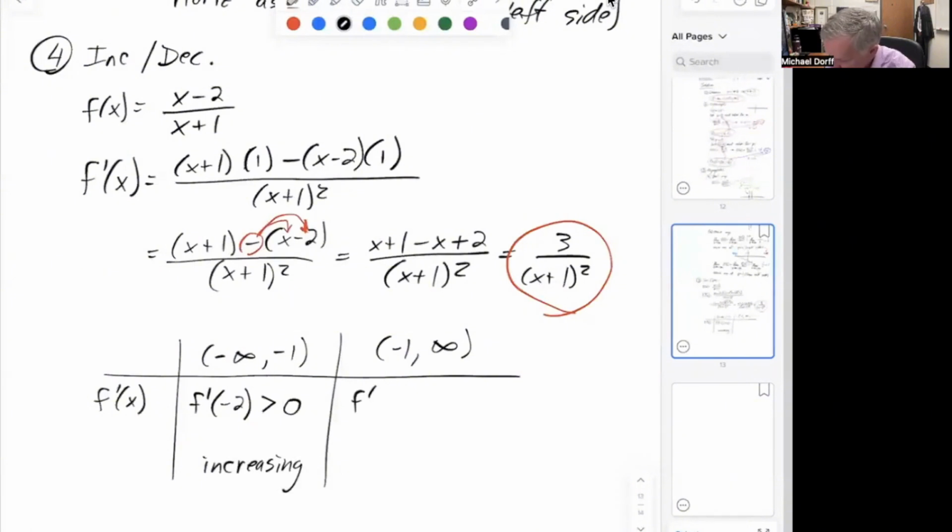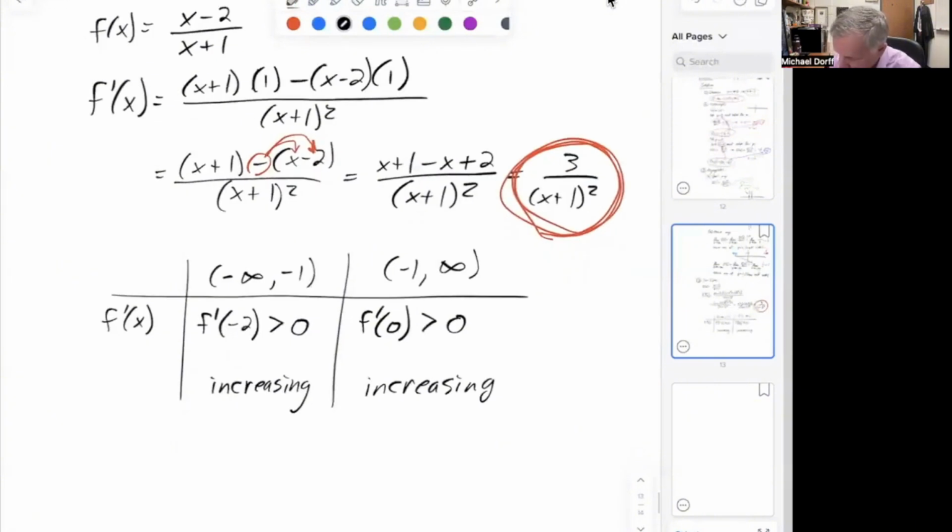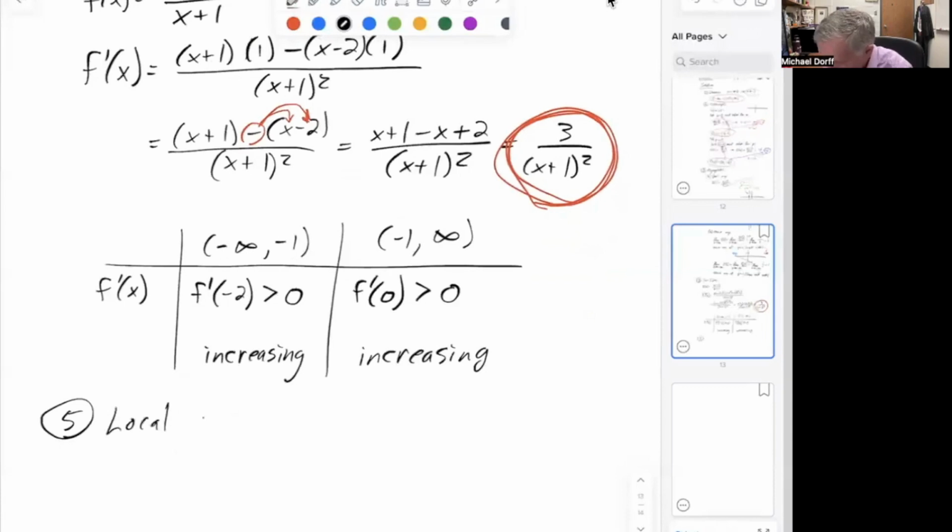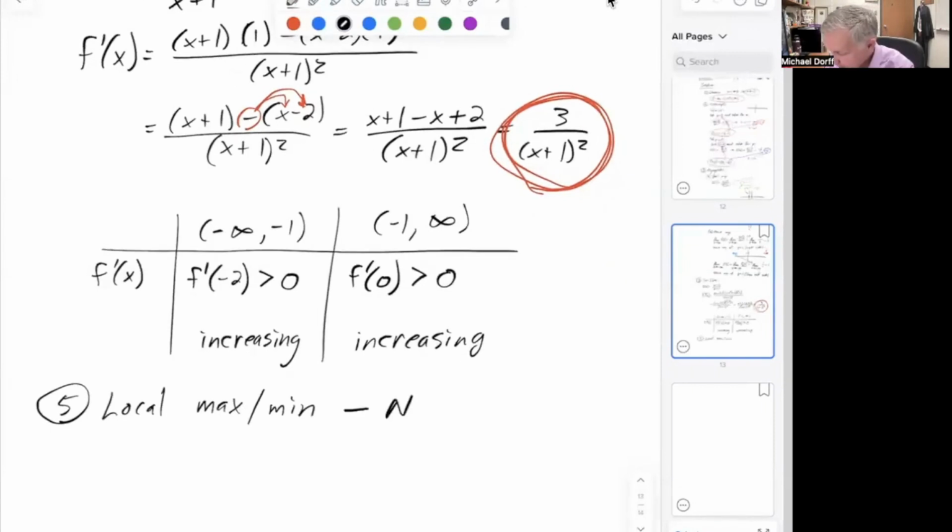And now I'll take a point inside the second interval from -1 to infinity. I'll take 0. When I plug that into my derivative here, I see that that's greater than 0. So the function is increasing on both of those intervals. All right. So nowhere is it decreasing, it's always increasing. Number 5, local max and mins. And we do this by seeing where it changes from increasing to decreasing. So in this case, there's none because it's increasing in both of my intervals there, right?